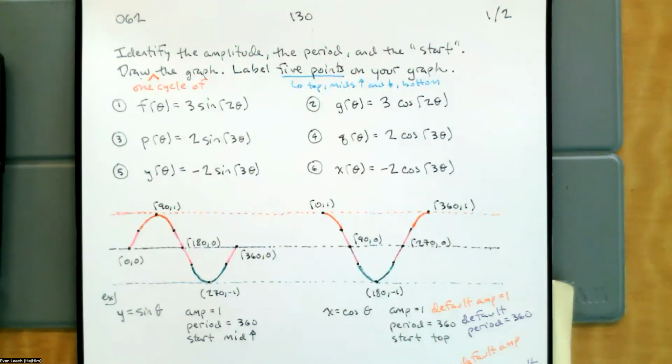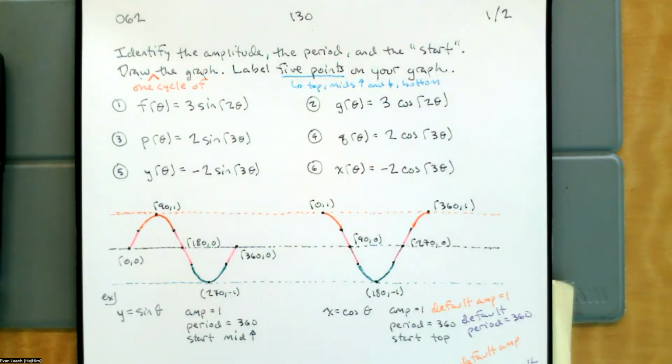All right, so today I've given you 6 functions, and I want you to identify the amplitude, the period, and the start. Remember, start is local terminology because the functions go on forever in both directions, so they don't really have a start. But the way we're thinking about it is we're thinking about the sine of theta starting at the middle going up, then to the top, then to the middle going down, then to the bottom, then back to the middle going up. So we're thinking of that middle going up as a starting point, and that's where we could start and end a cycle.